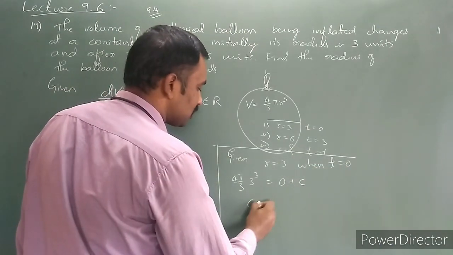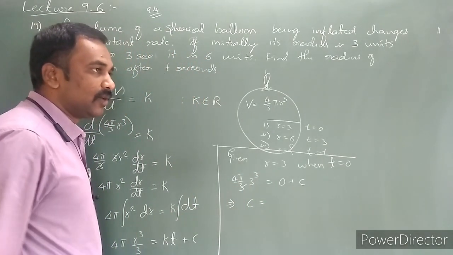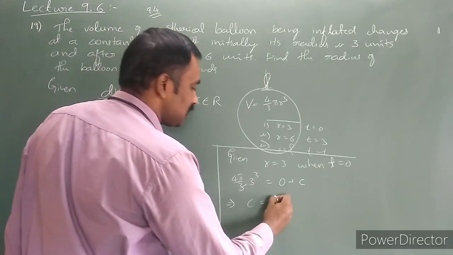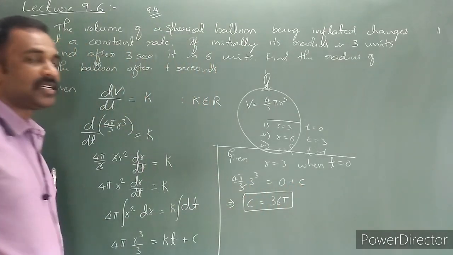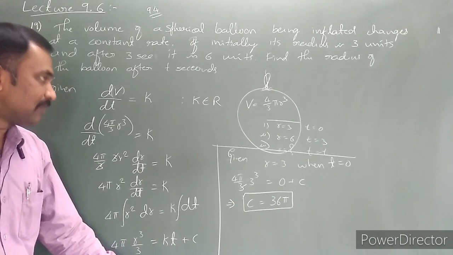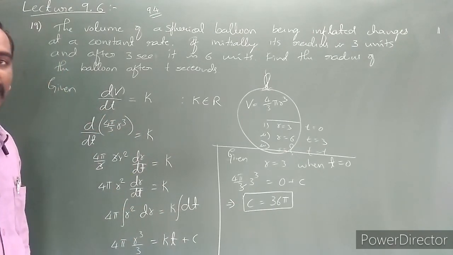From this we get the c value. What is the c value? Here, out of the 3 cube, one 3 cancels. 3 square is 9. 9 into 4 is 36. 36 times pi. So the c value is 36 times pi. In a first order derivative, one parameter will be there. That parameter value, the c value, is found.